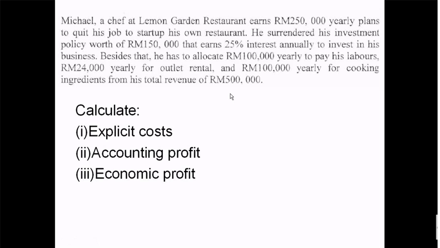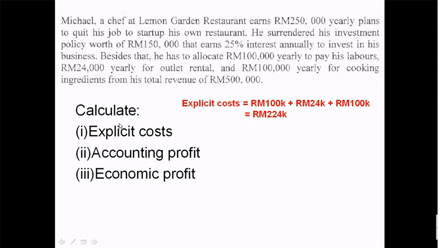For part 1, they require you to calculate the explicit cost. As we all know, explicit costs are your operating costs that involve direct outlay of money. What does he actually have to pay for? The wages of 100,000, rental of 24,000, and cooking ingredients of 100,000. So explicit cost here will be 224,000. All these are operating costs that involve direct outlay of money, direct payment of money.